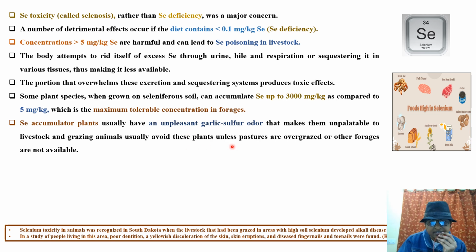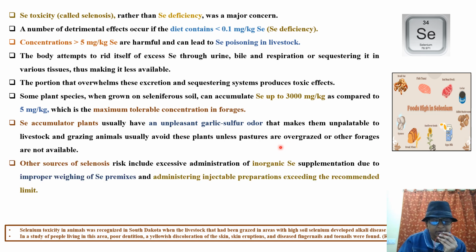But what happens when there is overgrazing or other forages are not available? In that case, these cattle have to feed on these selenium accumulator plants, and then they will develop selenium toxicity.